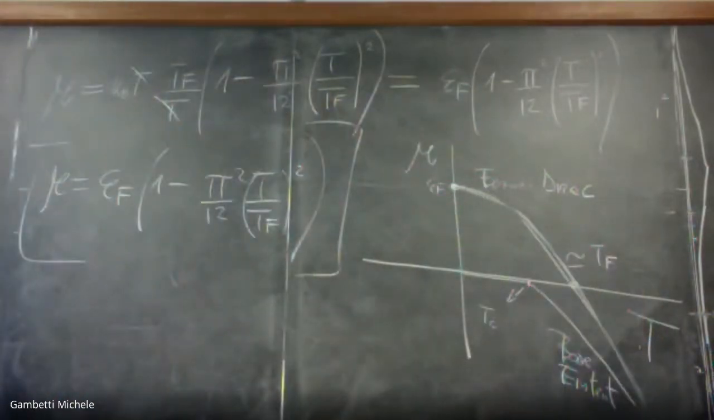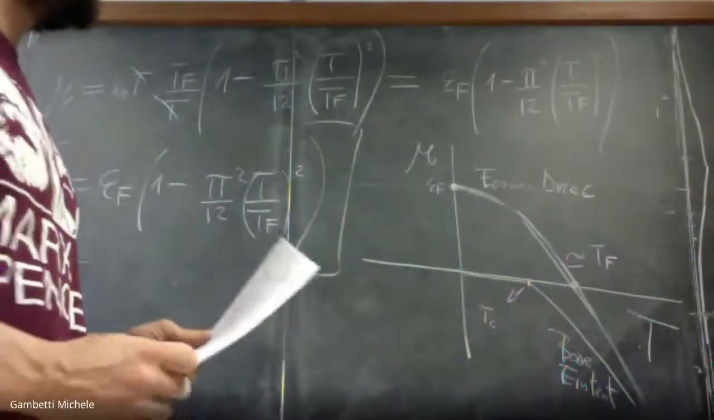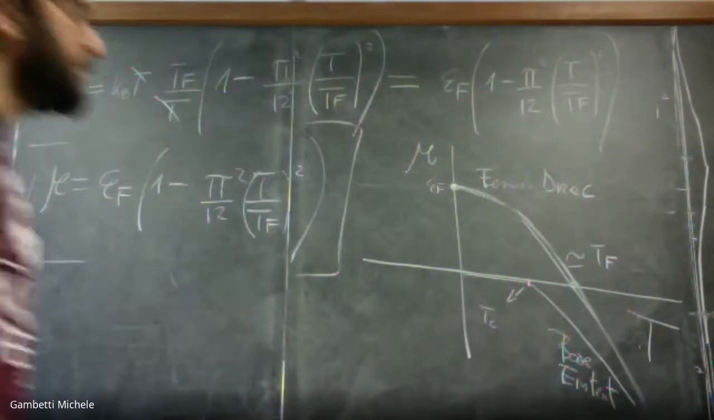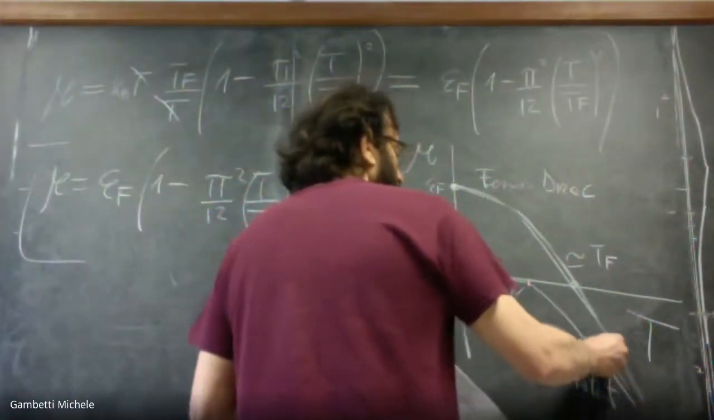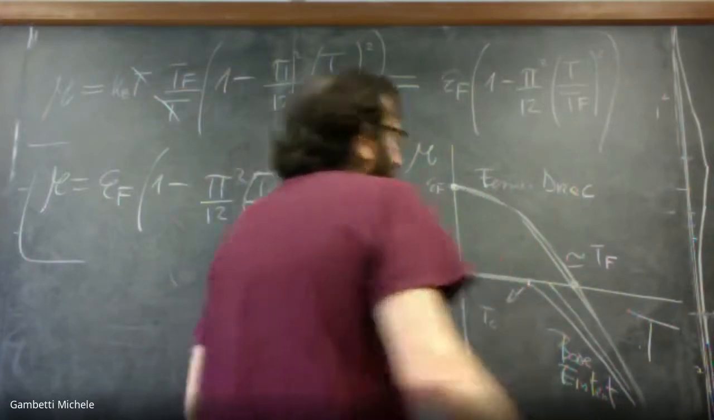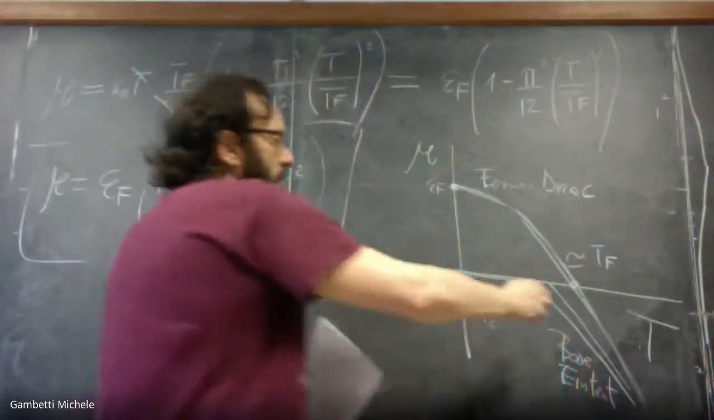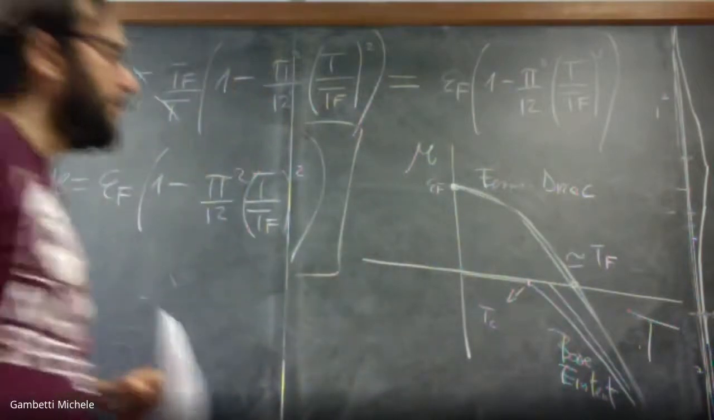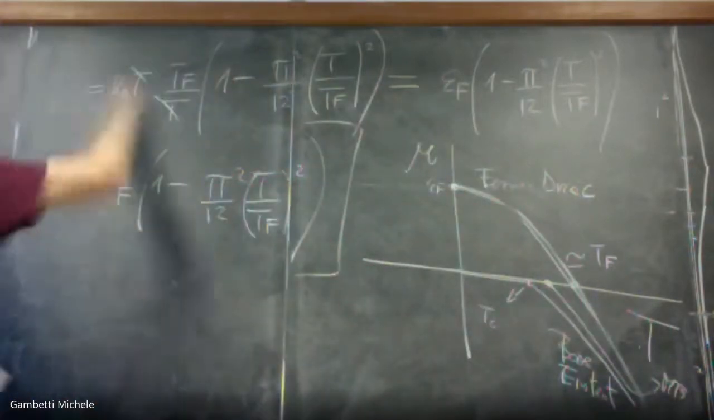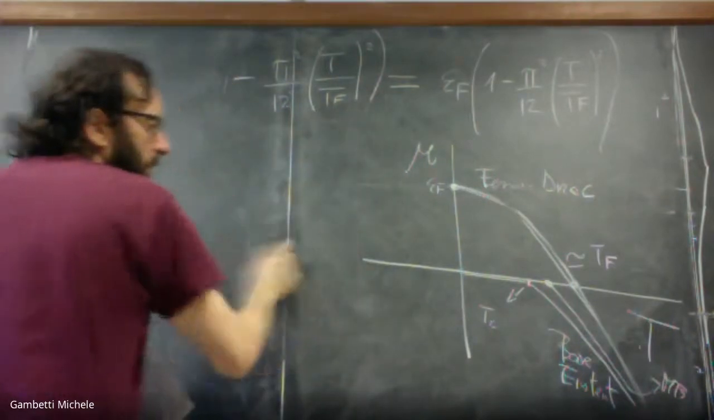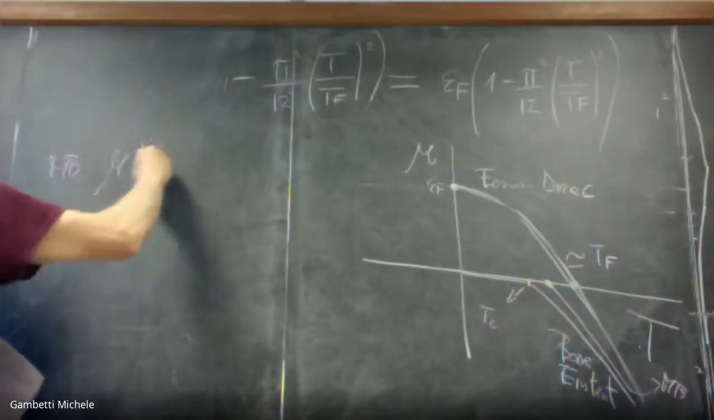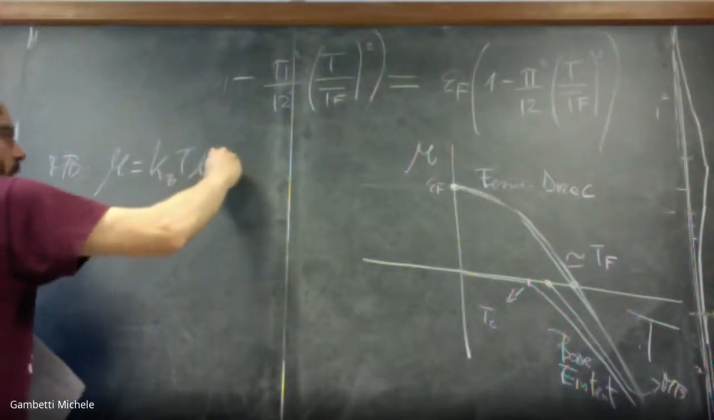So basically, TF provides the typical temperature below which you start to see some important effects of quantum mechanics in statistics. And somewhere in the middle, there is the Boltzmann gas, the Maxwell-Boltzmann, that in principle I can also plot at small temperature, beyond this point, but actually it's not so meaningful. So this is Maxwell-Boltzmann. Let me remind you what the Maxwell-Boltzmann chemical potential was. It was provided by this relation, mu equal to kB T log of n lambda cubed.